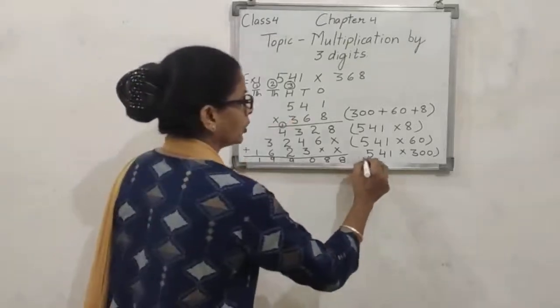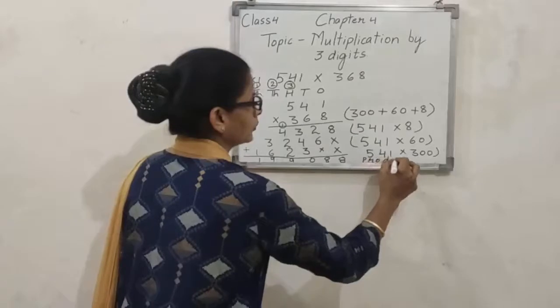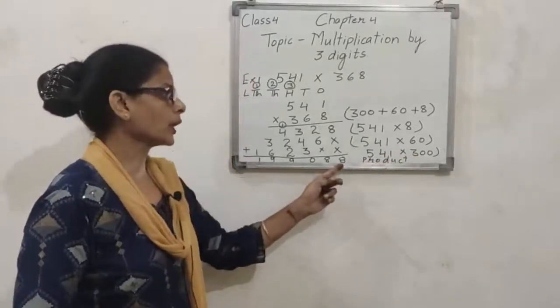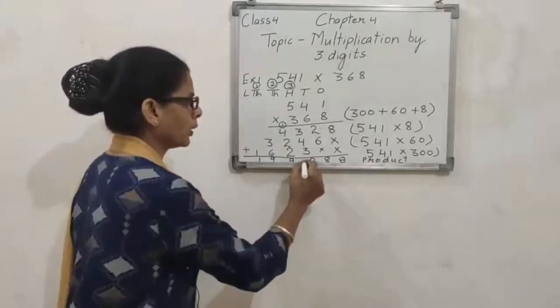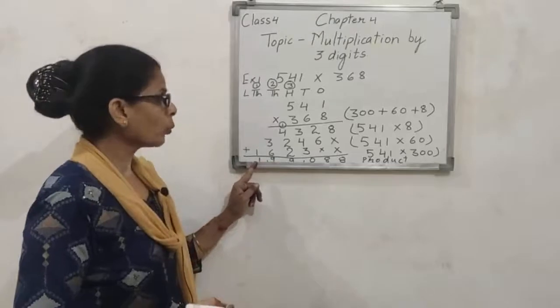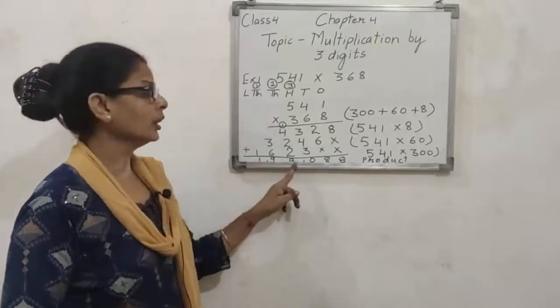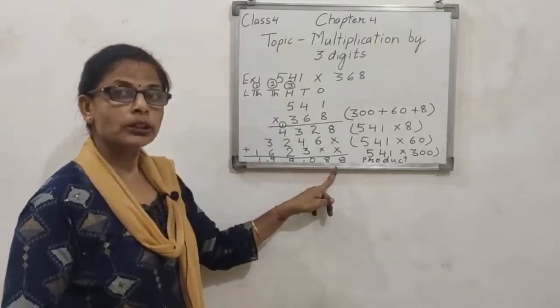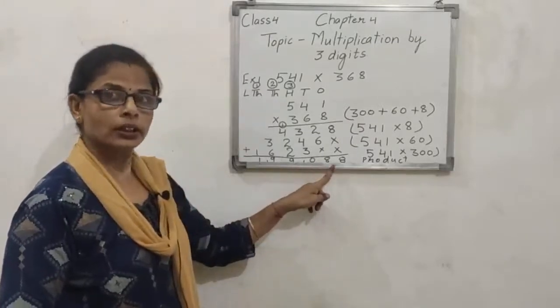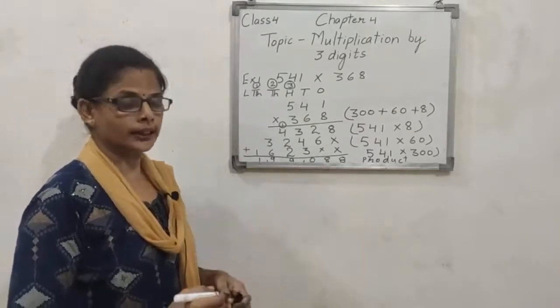Now we'll put commas according to the places. Ones, tens, hundreds, comma, thousands, ten-thousands, comma. So what is the product? 1,99,088. What is the product? 1,99,088. Clear, students?